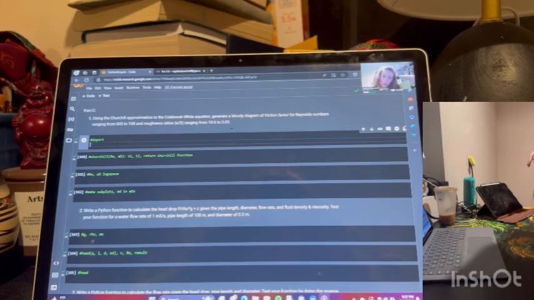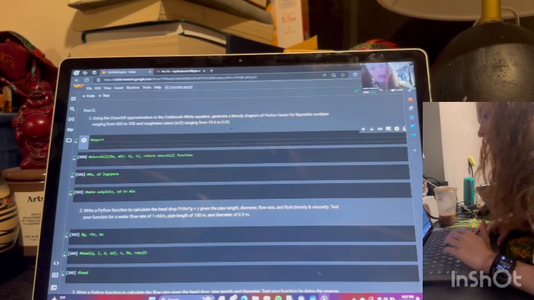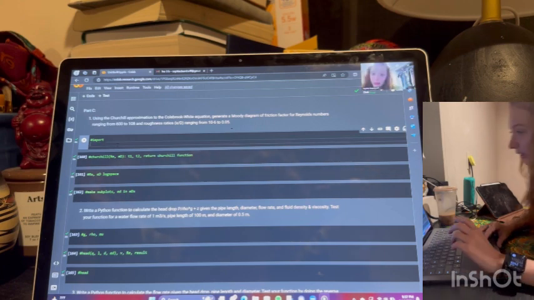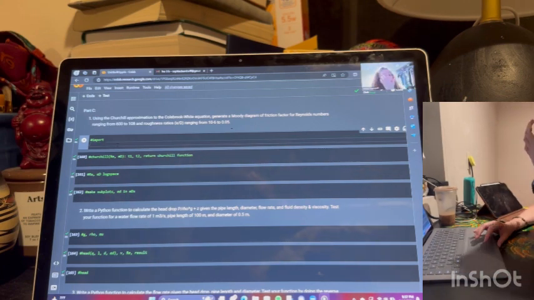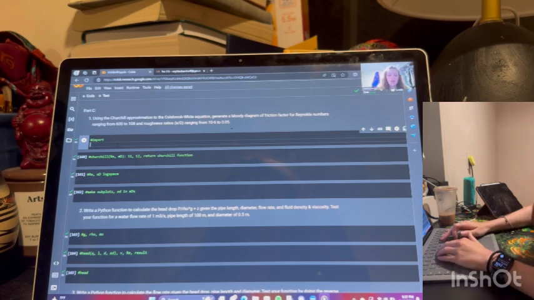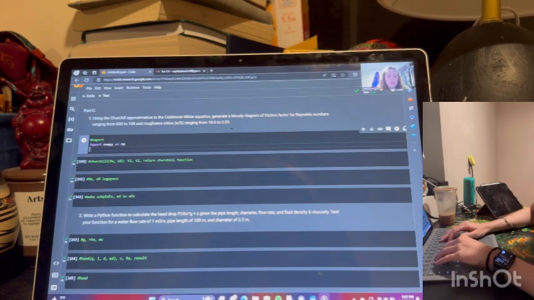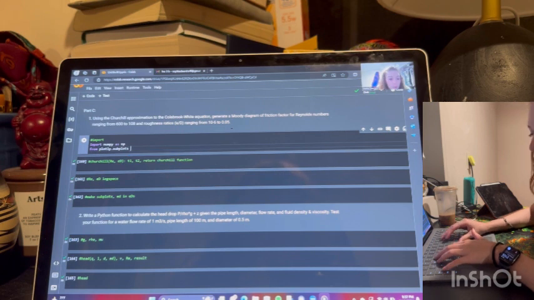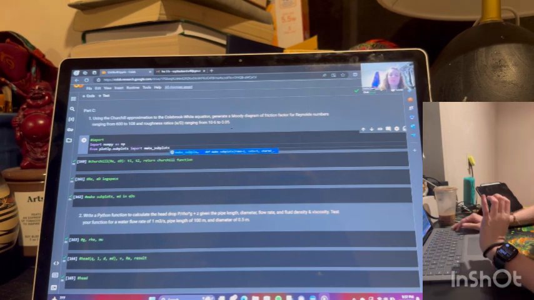So homework 4, part C, question 1. We're going to be creating a Moody diagram of friction factor for Reynolds number with the ranges given, using the Churchill approximation and the Colebrook-White equation. We're going to start by importing numpy as np, and then from plotly.subplots, we will import make_subplots.